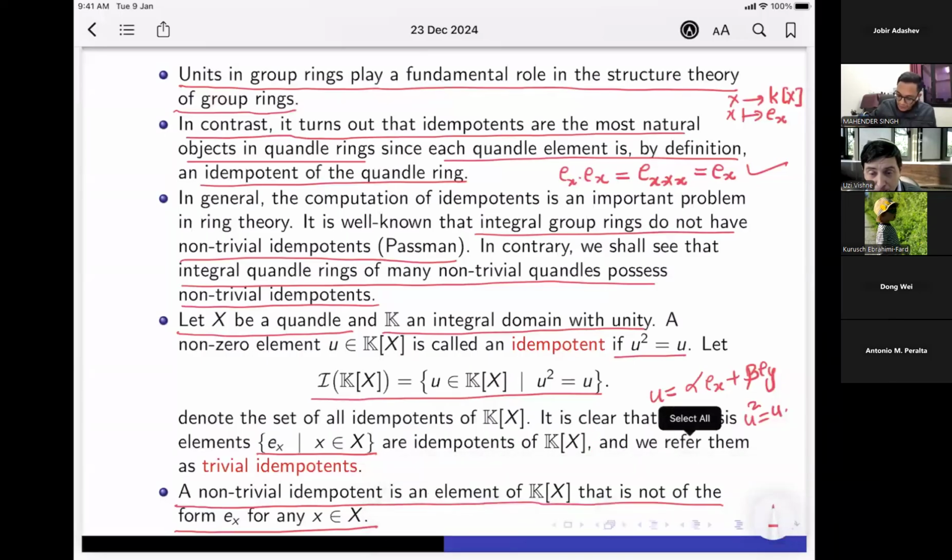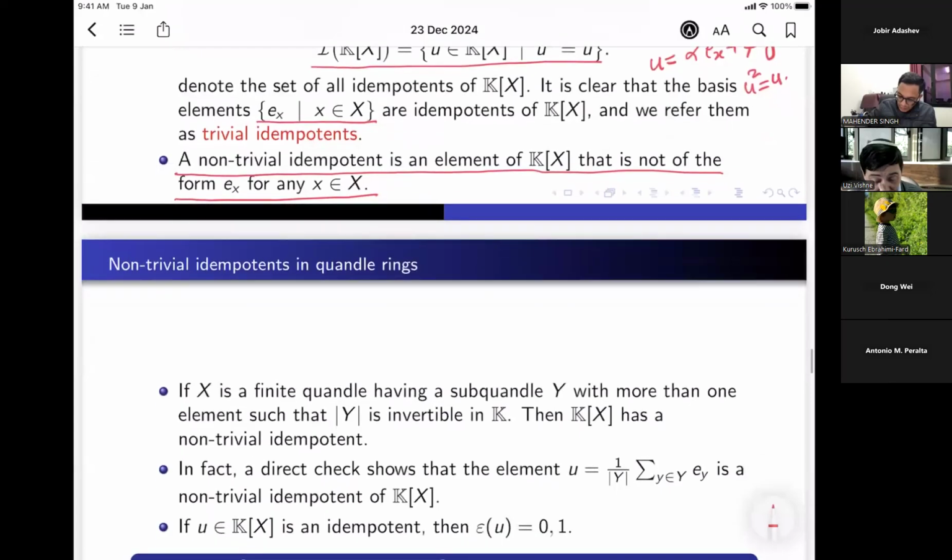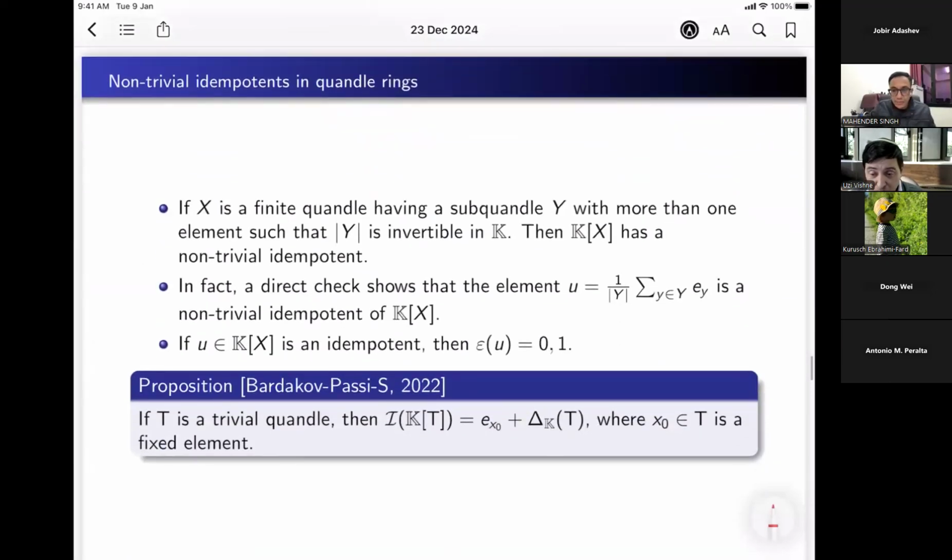Any questions here? So let us see some simple illustrative examples. Suppose you have a finite quandle X having a subquandle Y with more than one element, such that the cardinality of Y is invertible in K. Remember, if it has one element, I will get only trivial idempotents. So I want it to have more than one element, so that this cardinality is invertible in my ground ring.